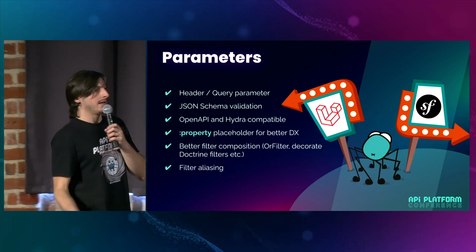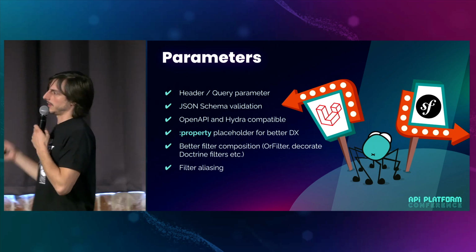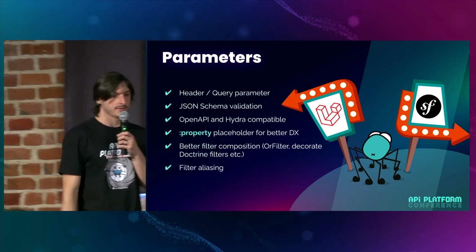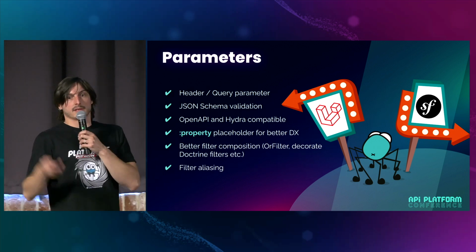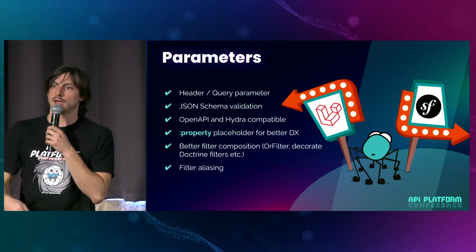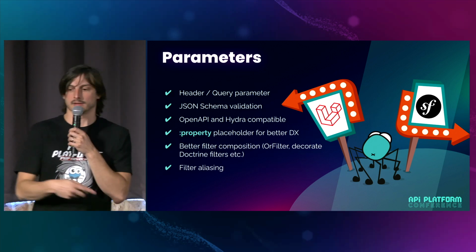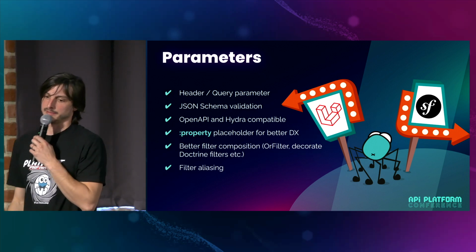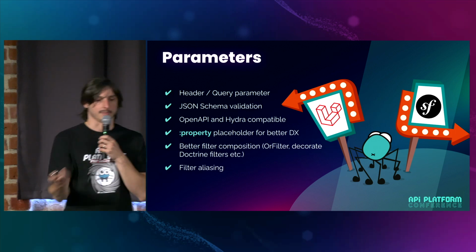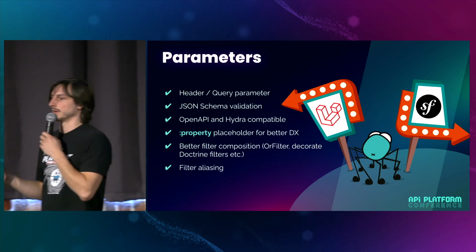Parameters are available on headers and queries, or inside JavaScript, they like to call them URL search params. They have automatic JSON schema validation that you can disable. I showed this earlier on. But if you set, I don't know, minimum 2, then it will validate your parameter. It's compatible with OpenAPI and Hydra. You have this placeholder. And you can finally do better filter composition.